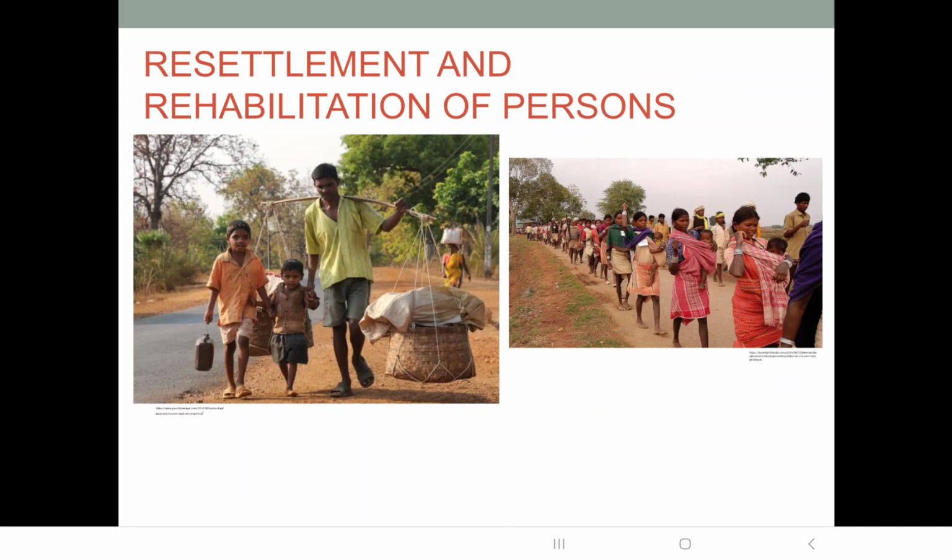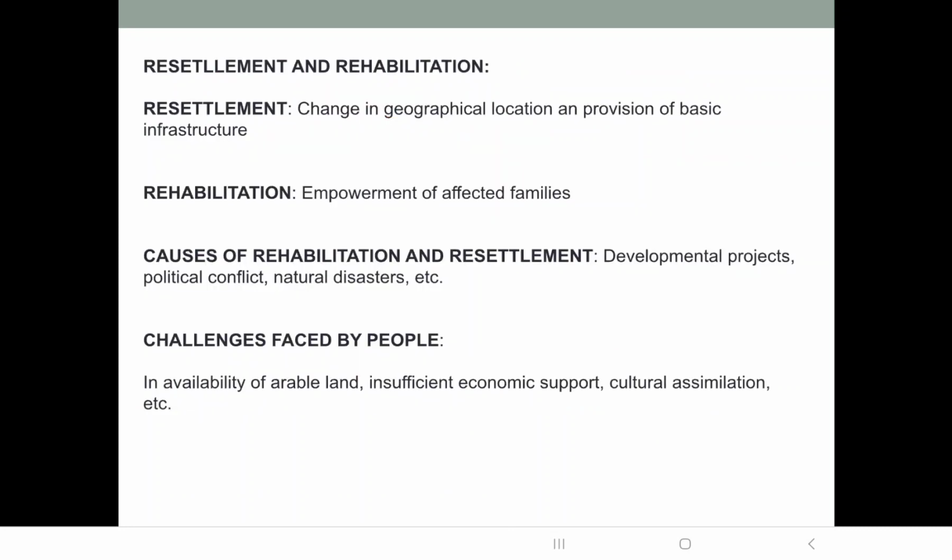Then we have discussed the point resettlement and rehabilitation of persons, in which we discussed what is the difference between resettlement and rehabilitation, causes of rehabilitation and resettlement in India, particularly the developmental projects and the natural disasters, challenges faced by these people, that there is unavailability of arable land in the new area, then insufficient economic support, that means they are unable to find a source of livelihood. Cultural assimilation is also there.